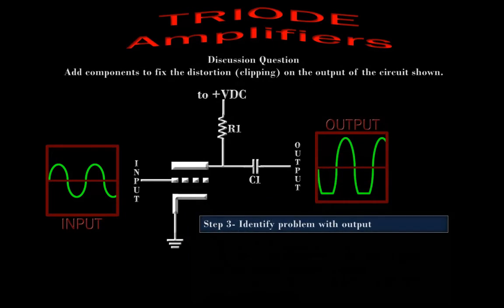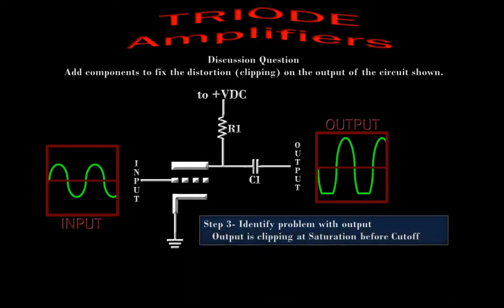So our next step is to identify the problem with our output. Our output is clipping at saturation before it's clipping at cutoff. What hopefully is a little bit obvious is that it is clipping at one of those 2 points before it's clipping at the other. What may not be quite so obvious is that it's clipping at saturation and not at cutoff. This is the more negative part of the waveform. That seems like maybe that should be cutoff.